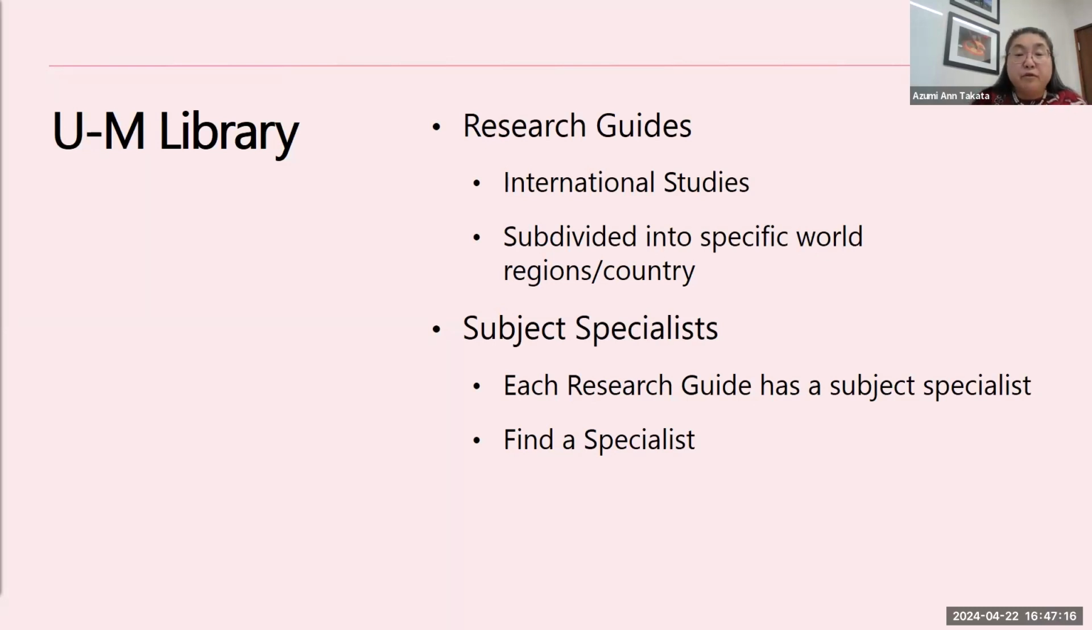So there are research guide pages for specific countries as well as specific world regions. There are also subject specialists that are available to consult with you. Each research guide has a subject specialist that is responsible for that research guide, and that's usually a good person to start with. There's also a "find a specialist" link on the library website where you can look for specialists in a particular topic. And so those are definitely ways to get started. Our librarians are a wonderful resource. They're very knowledgeable, and they know quite a bit about how higher education works in the country of their specialization, and often have contacts at libraries and archives as well as universities. So they're also a good place to start.